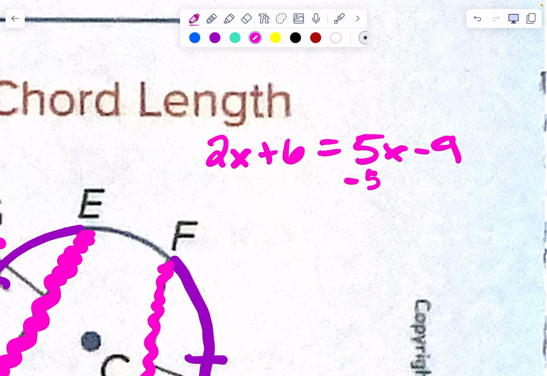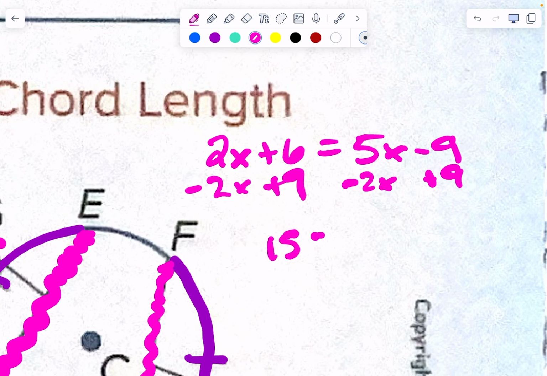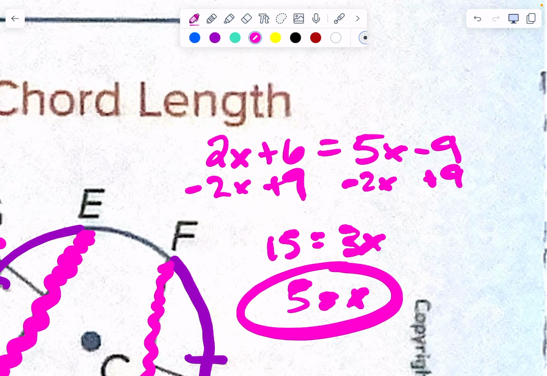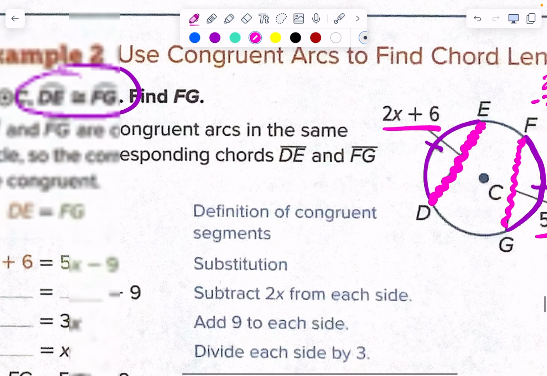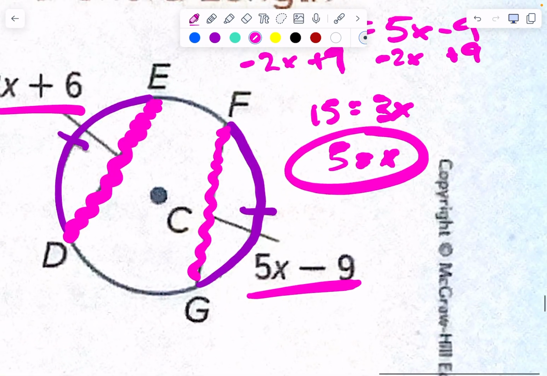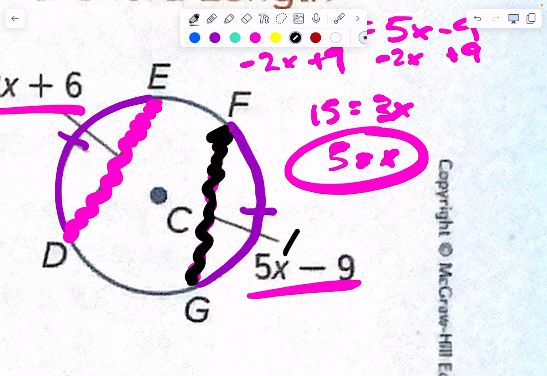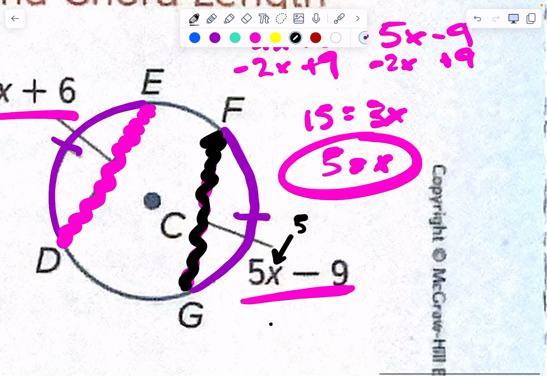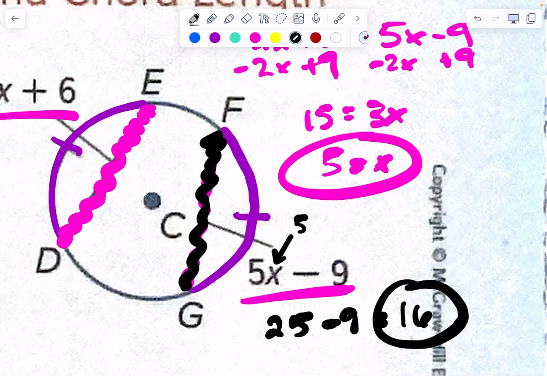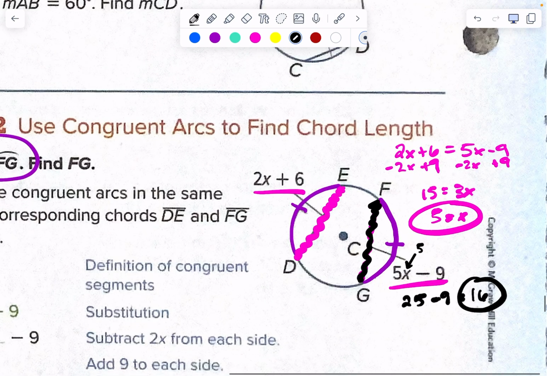Okay, minus 5x. No, I'm going to minus the 2x. Minus 2x, add 9. So I've got 15 equals 3x. And x is 5, but that's not what they want. They want FG. FG is this one. 5 times 5 minus 9 is 25 minus 9 is 16. Yeah? 16. That's what we want. Okay?